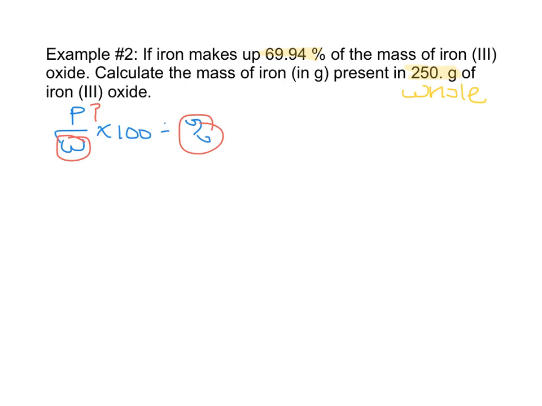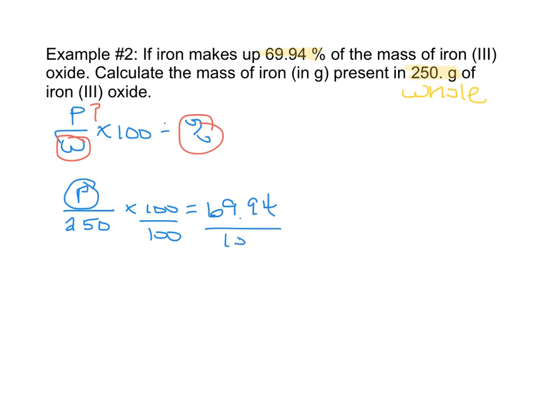So when we go through and plug these in, we don't know our part, I'm just going to leave it a P. But I do know the whole. I know the whole is 250 grams times 100 should equal 69.94%. Now, it's just an algebra problem. I find that what's easiest to do with this algebra problem to solve for part is to divide both sides by 100. And when you do that, you end up with a proportion. So then you can just cross multiply.